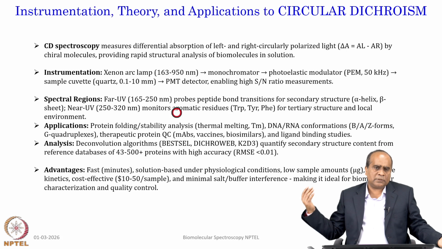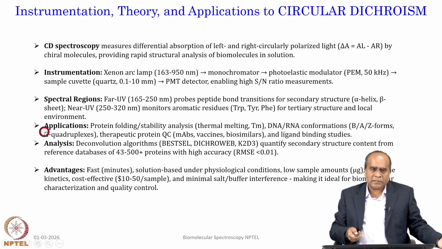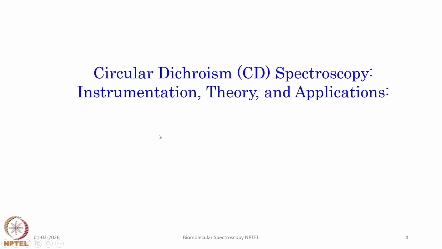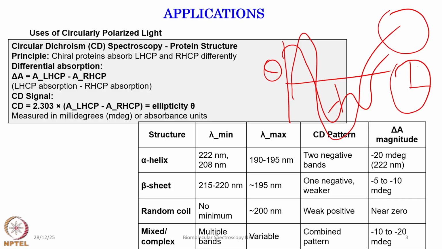For therapeutic protein quality control, we can have monoclonal antibodies, vaccines, biologics, biosimilars, and ligand binding studies. All of these can be used for biopharmaceutical application by measuring this. Then we can have a deconvolution algorithm, because protein is never pure, it gives you a mixture, as we talked about here, a mixture of structures.